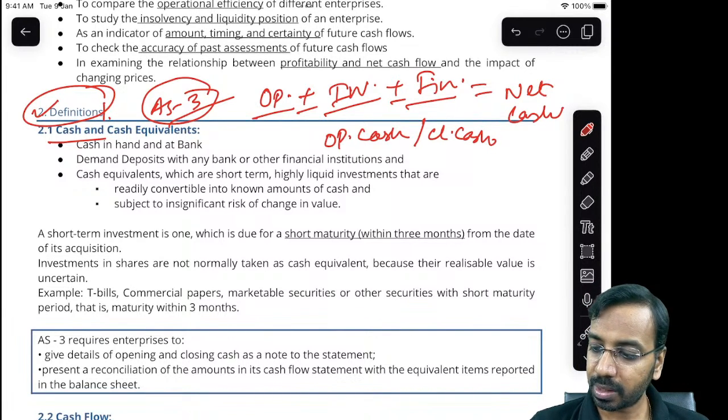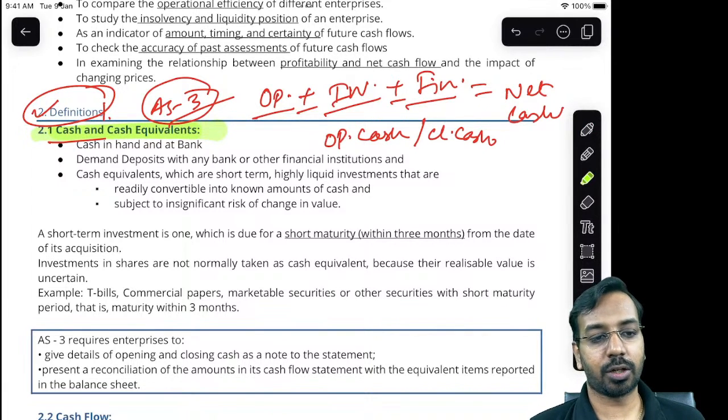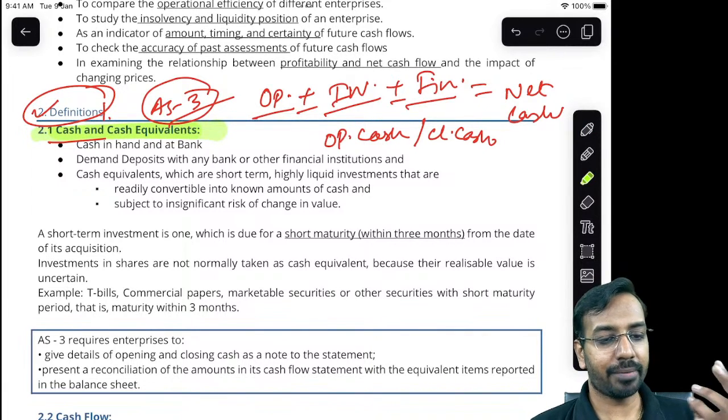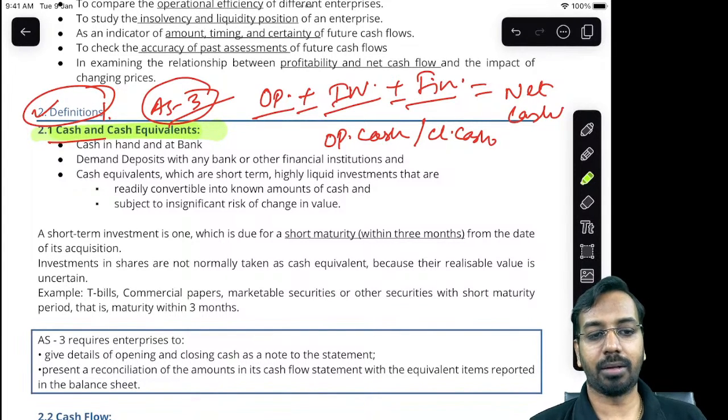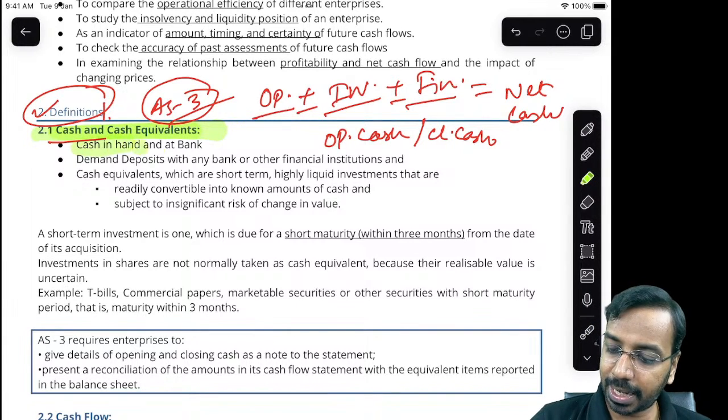Now, an important part is cash and cash equivalents. What is cash and cash equivalent? Basically, money that I have with me, cash in hand, money that is lying with the bank, cash at bank, then demand deposits with any bank.